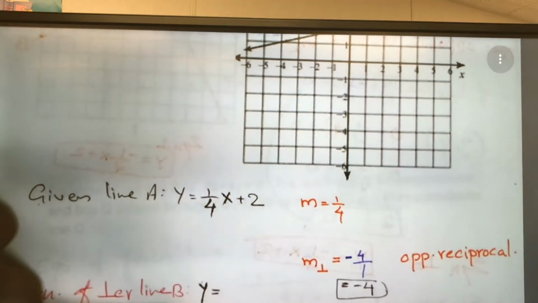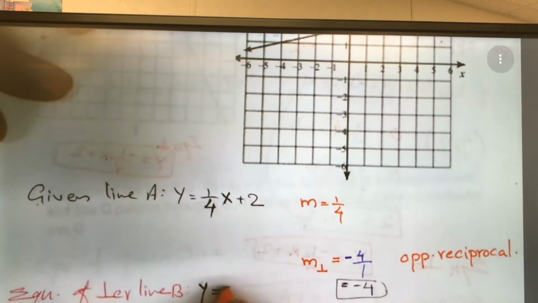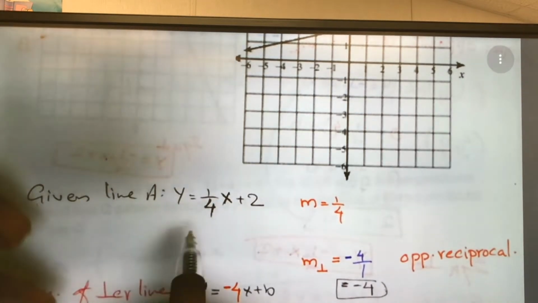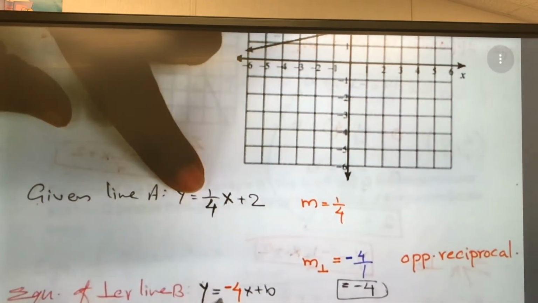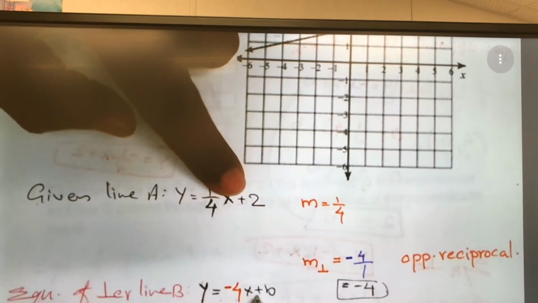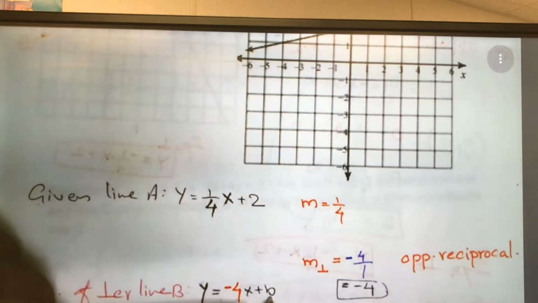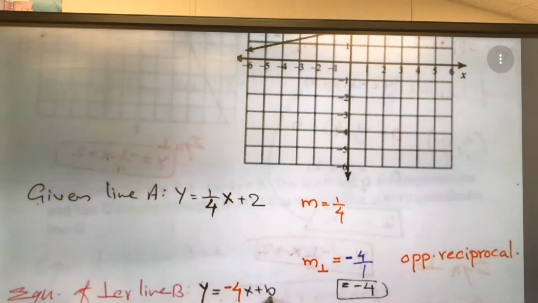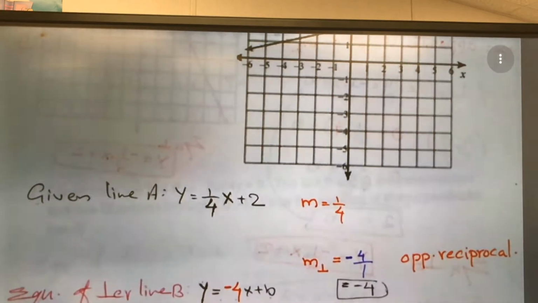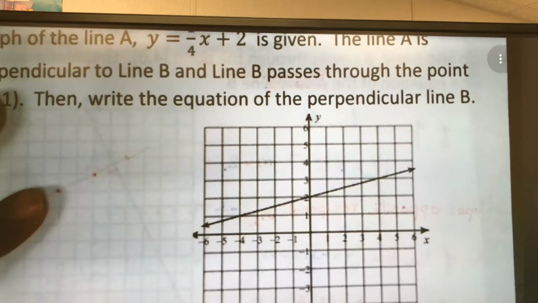y is equal to m, the slope of the perpendicular line, 4x plus b. Look here, y is equal to m. Look at the both m, they are opposite reciprocals, x plus b, but the b is different. I know the b of the given line, but I don't know the b of the perpendicular line. So I just put b. Now I need to identify the b. As I said in the previous question, you can use the graphical method or the algebraic method.